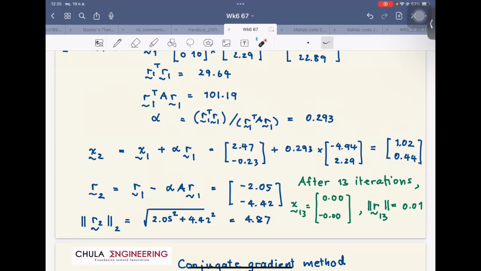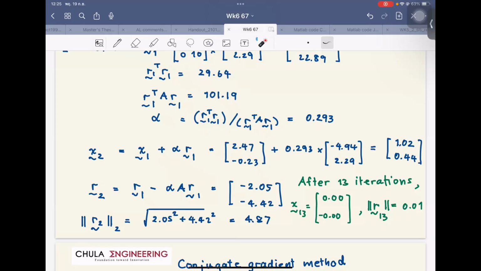And compute the new residual and the norm. Okay. And after 13 iterations, the calculation will be very tedious. You get 0, 0, and the norm goes to 0. This is hand calculation. We have about 5 minutes.